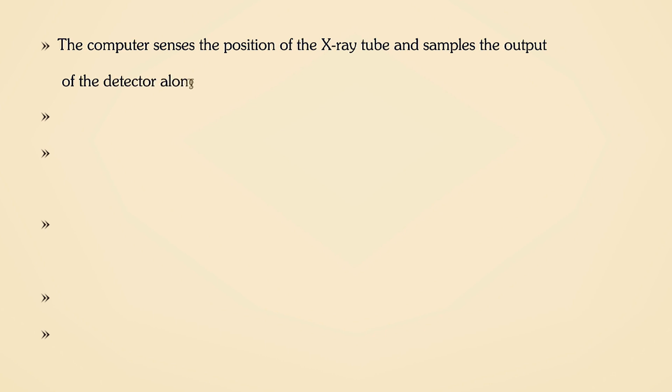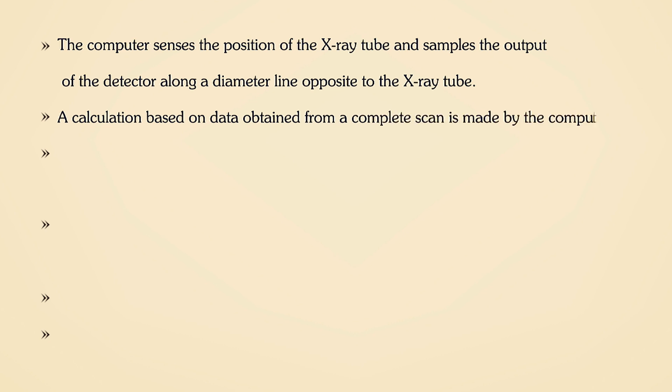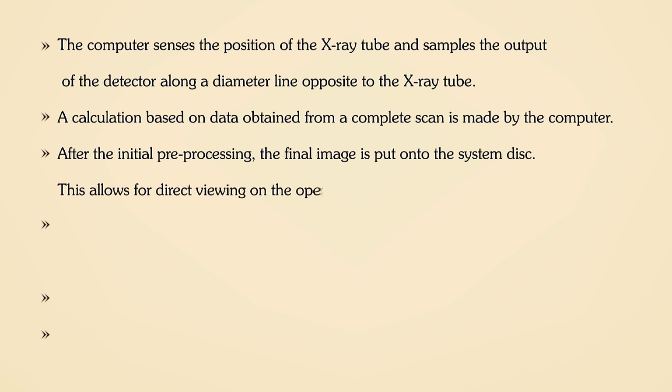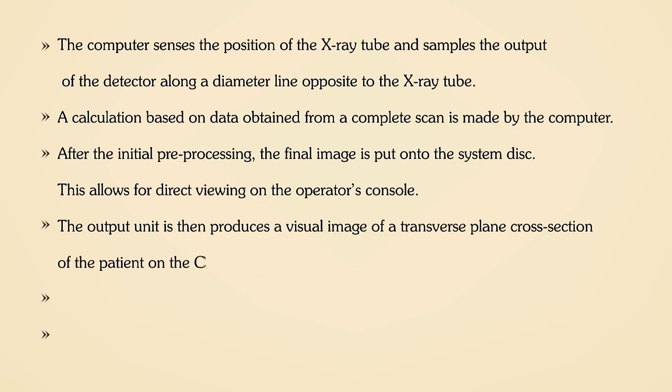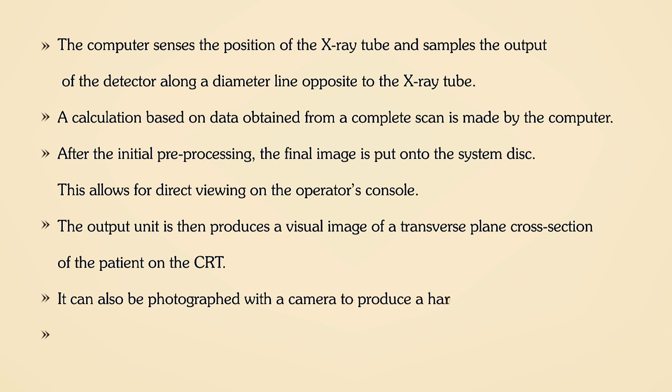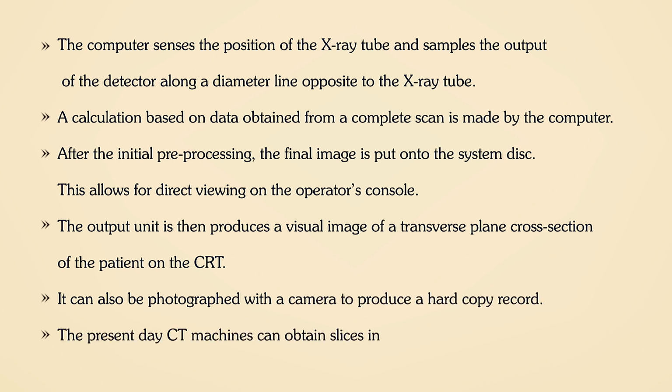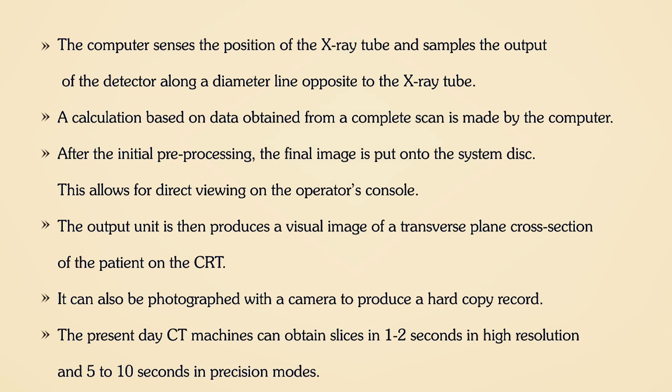The computer senses the position of the X-ray tube and samples the output of the detector along a diameter line opposite to the X-ray tube. A calculation based on data obtained from a complete scan is made by the computer. The output unit then produces a visual image of a transverse plane cross section of the patient on the CRT. It can also be photographed with a camera to produce a hard copy record.